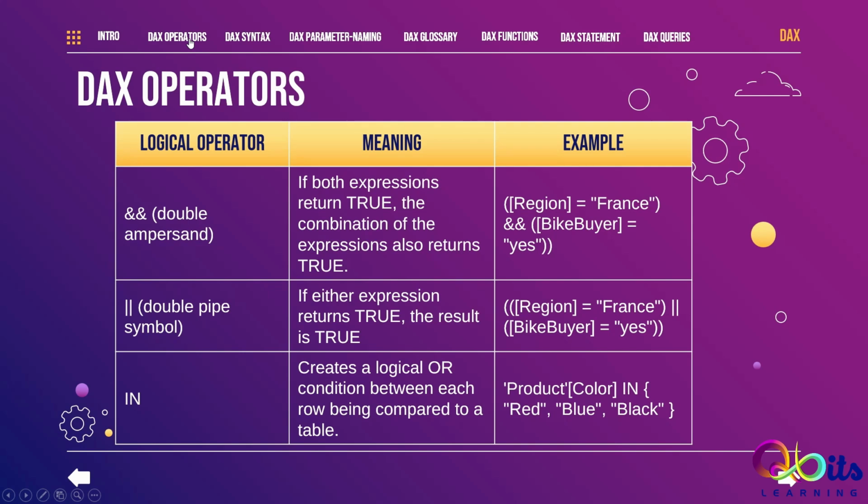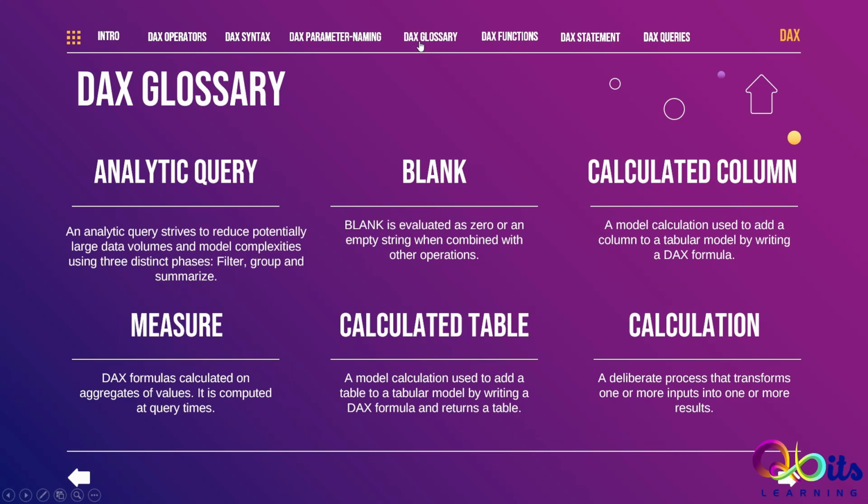The next one is IN condition. It creates a logical OR condition between each row being compared to a table. For example, we can check product color in red, blue, black. All the conditions are satisfying and we are checking whether the color is in our data or not. So it will give the output as true. We can move to DAX glossary to understand each and every word or function we use in DAX. But at the moment, our main focus is calculated column and measures.